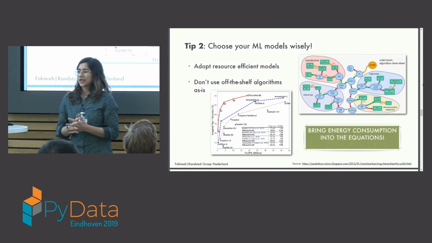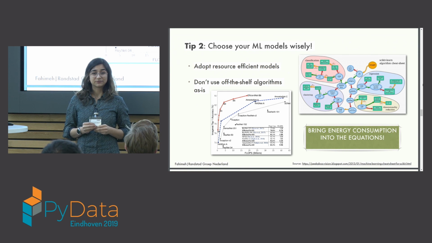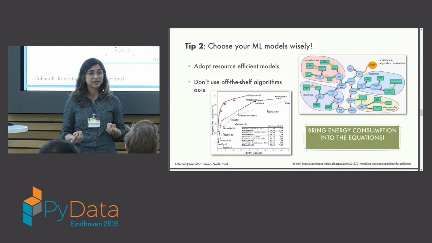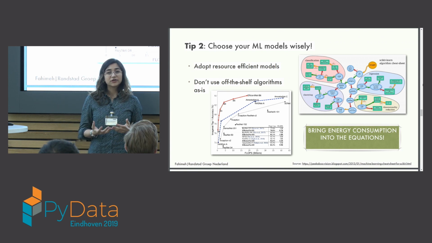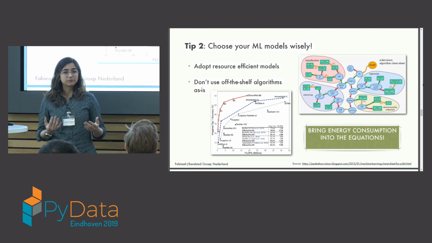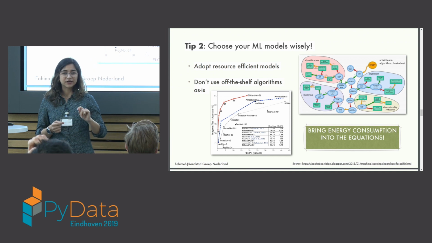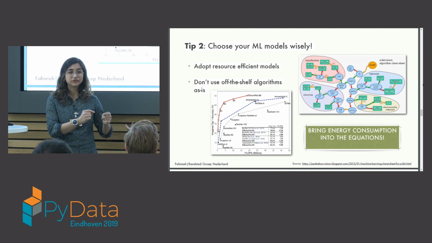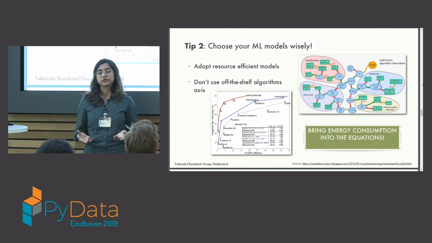Okay, tip number 2: choose your ML models wisely. You can adopt resource-efficient models, and be insightful about that as well. There are a lot of libraries that you can use off the shelf, but they are not customized to your specific problem, right? So if you investigate more how you can use the hyperparameters, based on the previous talks, even in this conference, there were suggestions that you should understand each hyperparameter better, and then you can tune better based on your problem. It's also going to save in terms of the resources that you're using.